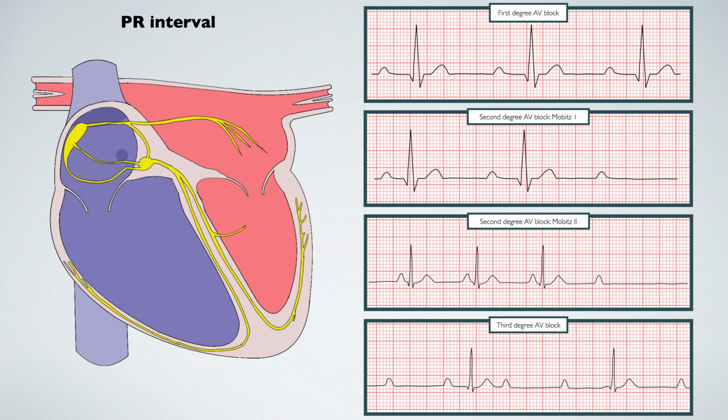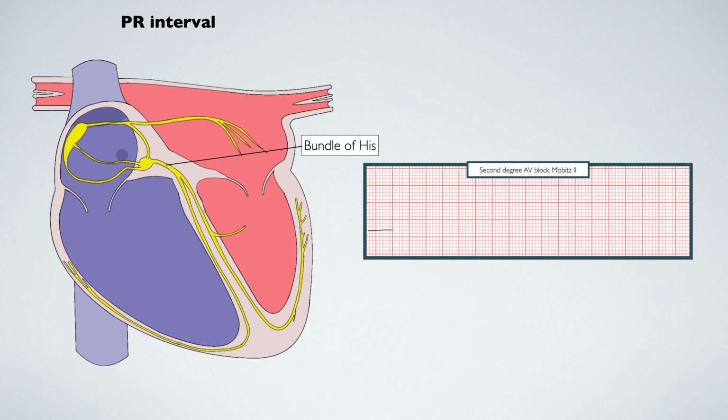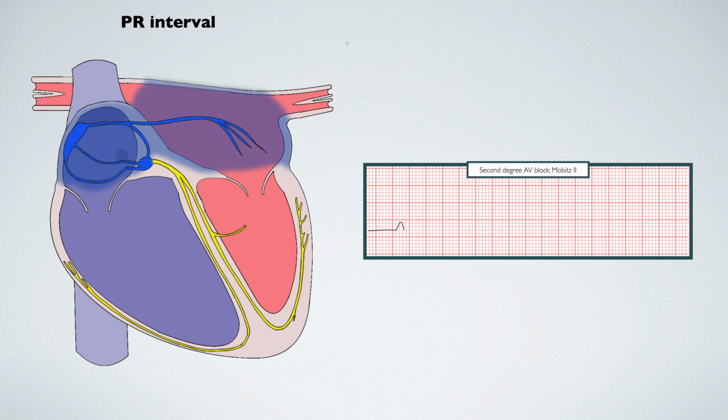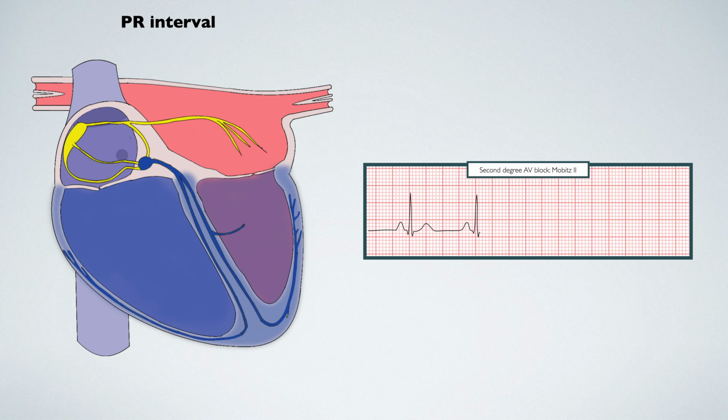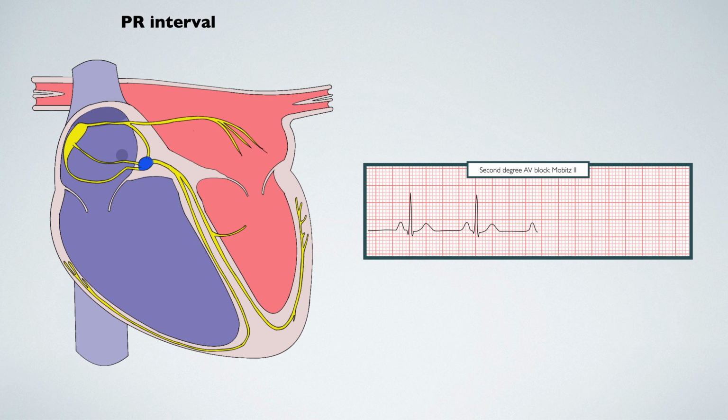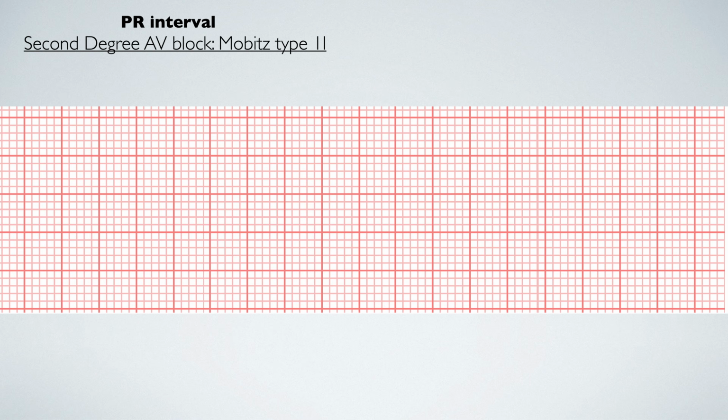Now let's focus on Mobitz type 2. Mobitz 2 is caused by abrupt loss of conduction through the bundle of His. In this condition, you should expect the PR interval to be normal size, because the problem is occurring after the AV node. Impulses are conducted as normal until there is failure of conduction through the bundle of His. Let's take a closer look.